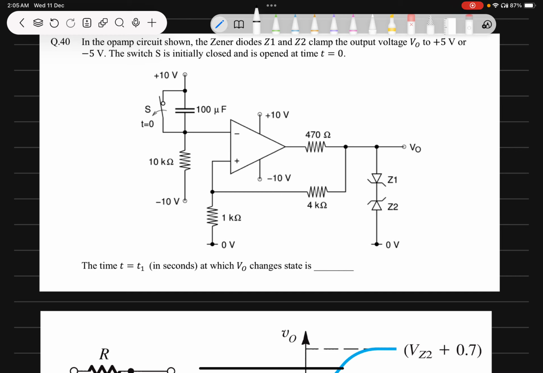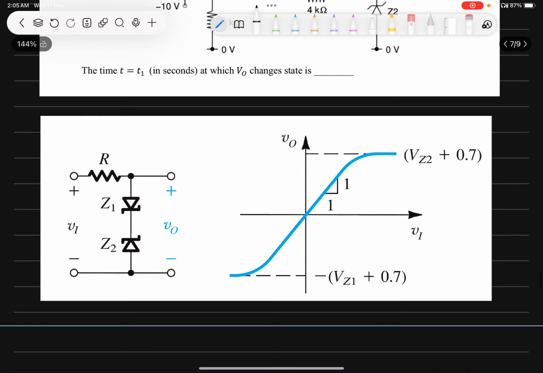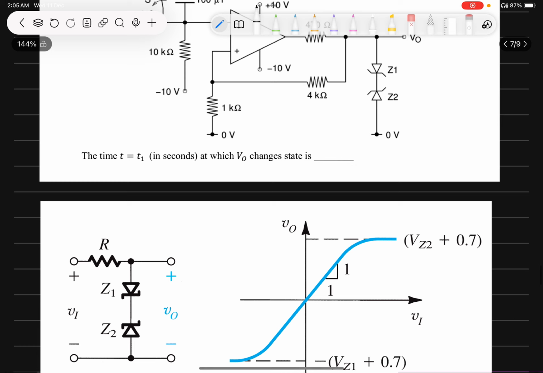So there are two cases. One is before the switch is opened, when it is closed, and then when it is opened. So first of all, we look at the circuitry given over here, analyze it separately, and get the key takeaways that we can use to solve the problem. This is an excerpt from a book, and we have the same circuitry of the Zener diodes over here.